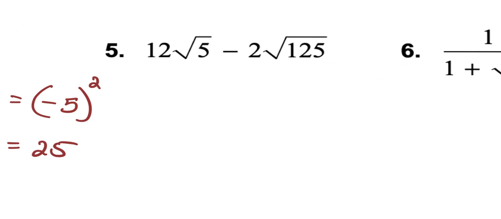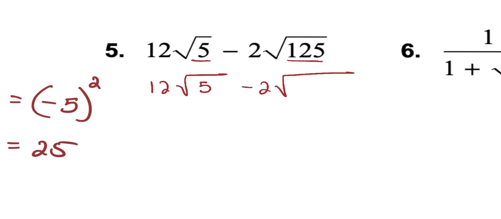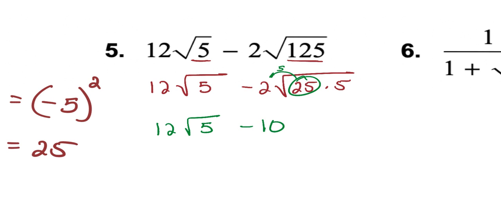To subtract radicals, they have to have the same radicand. One has a radicand of 5, the other has a radicand of 125, so we have to hopefully simplify the 125. See, 125 is 25 times 5. And I can take the square root of 25. The square root of 25 is 5, so that 5 comes out. It gets multiplied by the 2, and the 5 stays in.